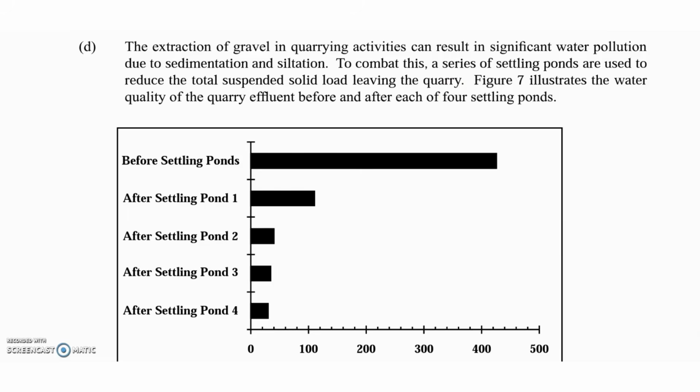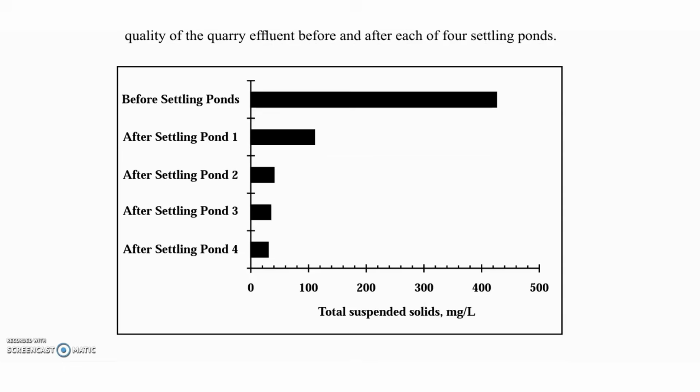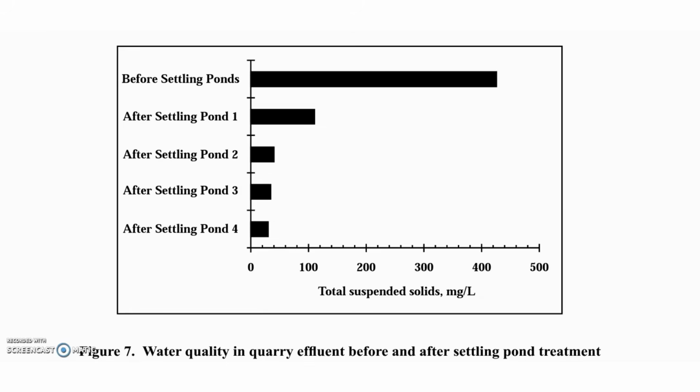Now, figure 7 illustrates the water quality of the quarry effluent before and after each of 4 settling ponds. Everybody, take approximately 1 minute and look at the image on the screen, the graph. Be sure to use your ruler, and you can determine the values for before the settling ponds and also after settling pond 1, 2, 3, and 4 coming down. So take that 1 minute for me right now.